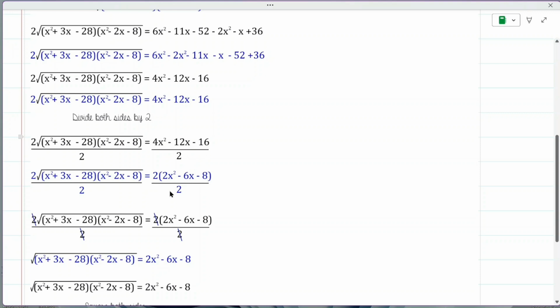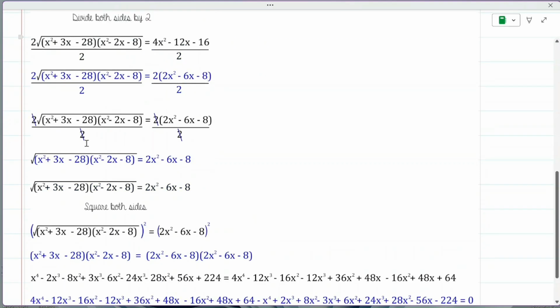The reason why you brought out the 2 is so this 2 can cancel this 2. And as shown on this line, the 2 cancels the 2, and you'll be left with 2x squared minus 6x minus 8 on the left. This 2 cancels this 2. We've taken 2 off the left. We now have this. Next, what we can get rid of on the left is the square root.